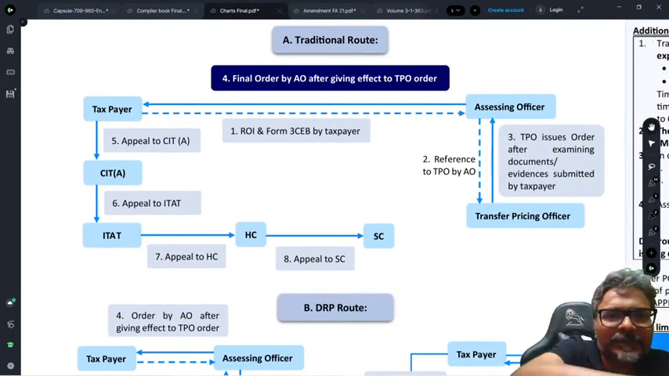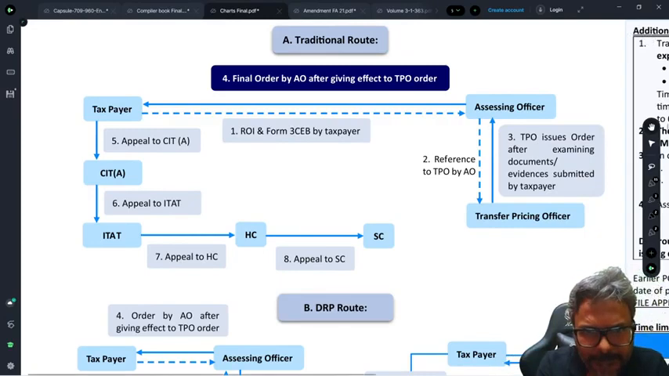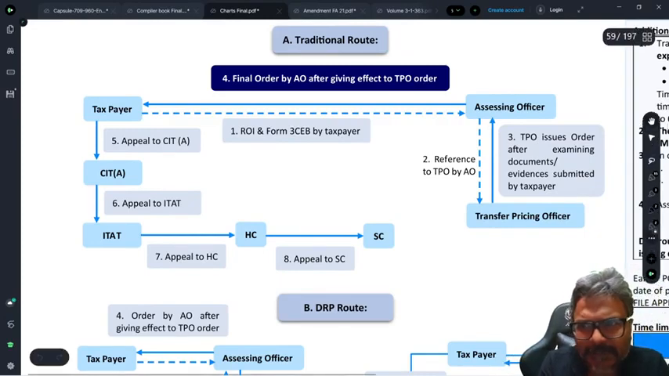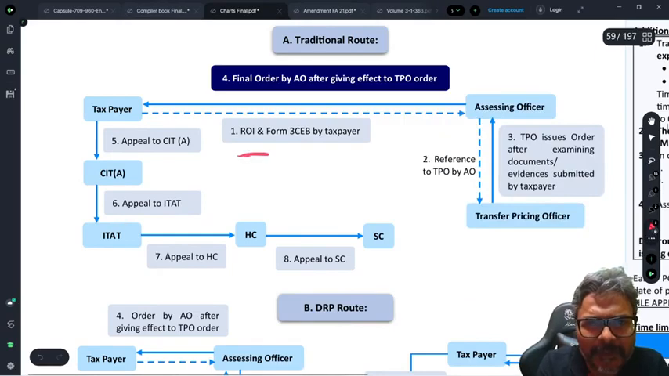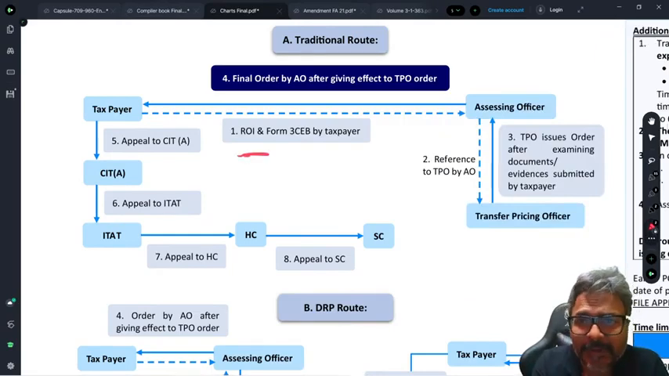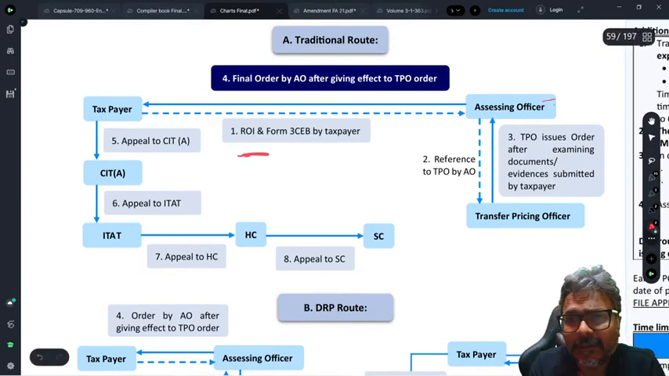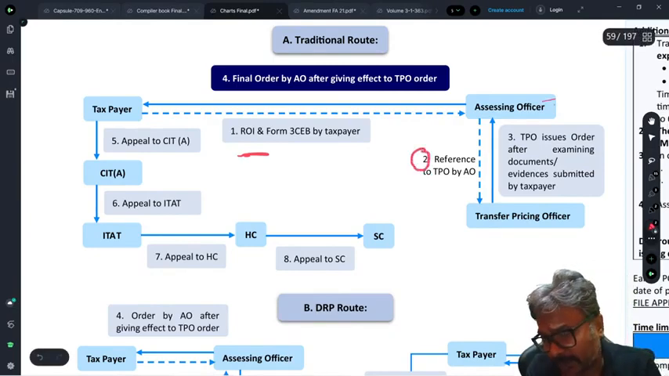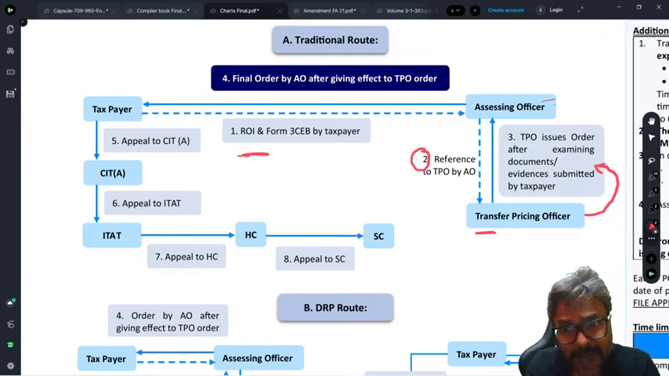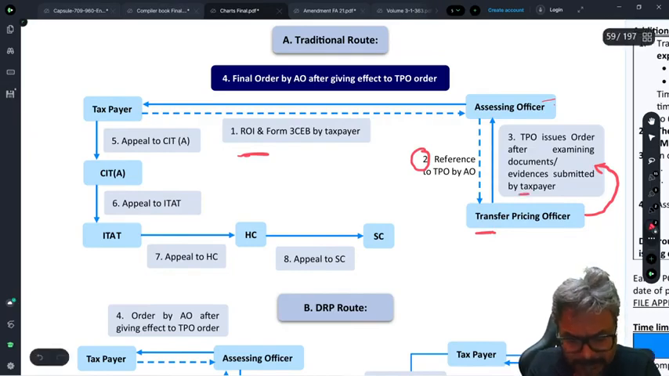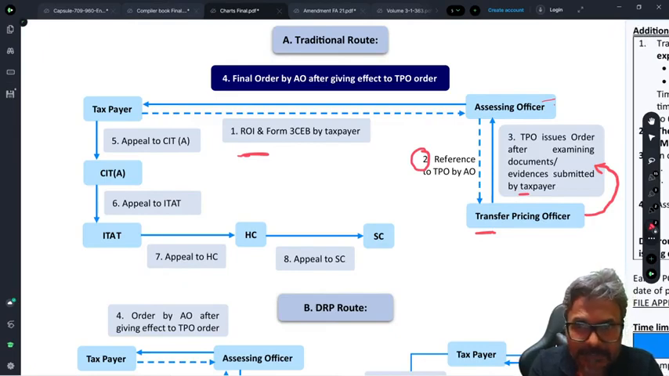Focus on this chart, and as we all know, first you have to file the ROI. The ROI would be filed by the taxpayer. That's point number one. Thereafter, once the ROI is filed, the assessing officer will give the reference to the transfer pricing officer. The transfer pricing officer will then issue the order after examining the documents and evidence submitted by the taxpayer. And finally, students, thereafter, the assessing officer will pass the final order.